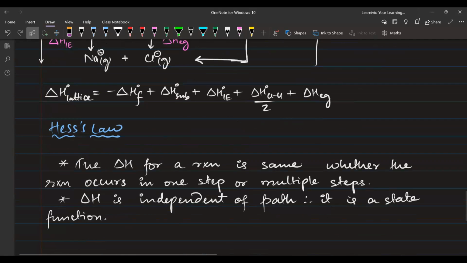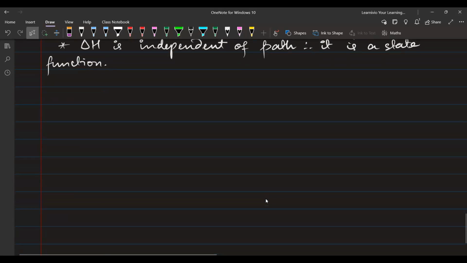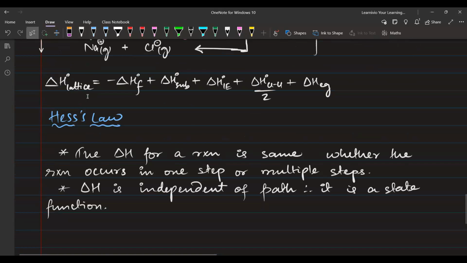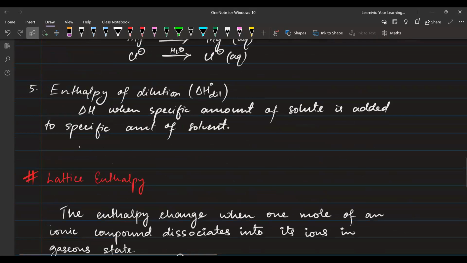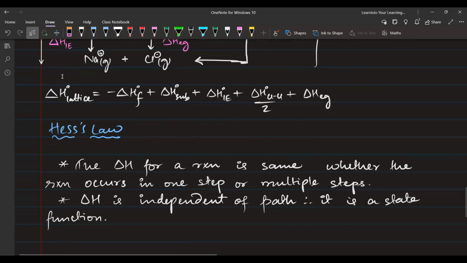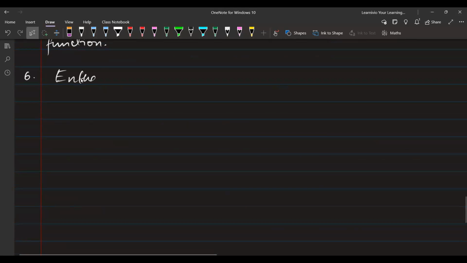Another enthalpy is enthalpy of solution. This is also normal, but a bit more important. Sixth degree of enthalpy of solution. That is delta H naught solution.